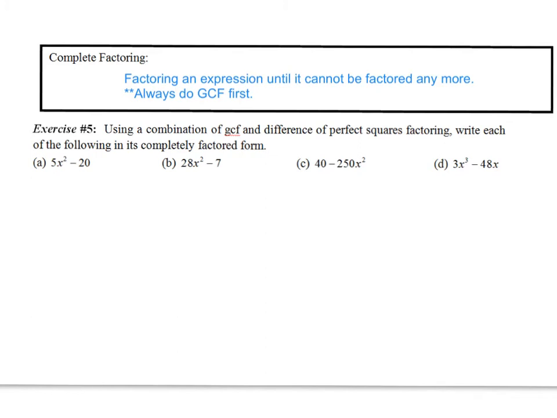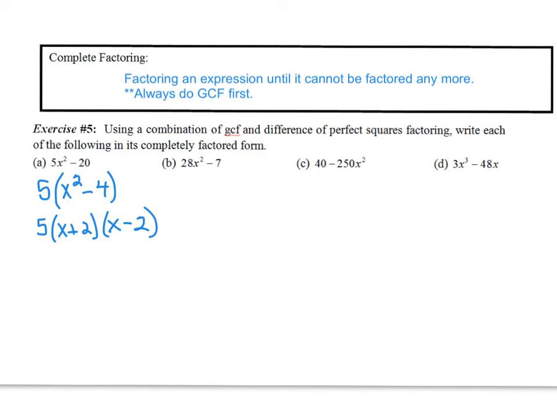So for part A, we see that 5x squared minus 20 has a common factor of 5. So I'm going to factor the 5 from both of these terms. So that gives me 5 times x squared minus 4. Now, of course, I notice that x squared minus 4 is then the difference of two perfect squares. So I'm going to take one additional step and factor the difference of two perfect squares as x plus 2 times x minus 2. Make sure when you do this factoring, you keep that greatest common factor of 5 in your final answer.